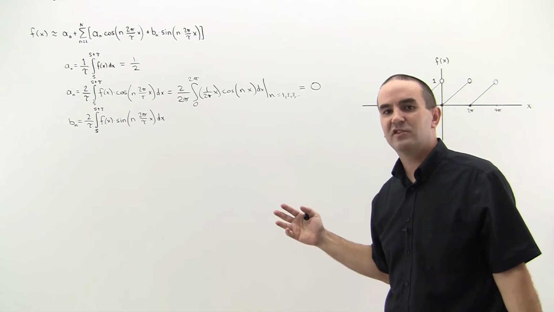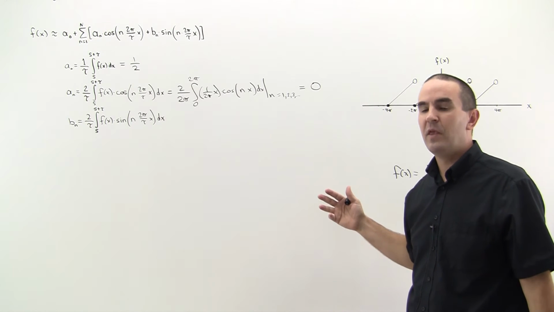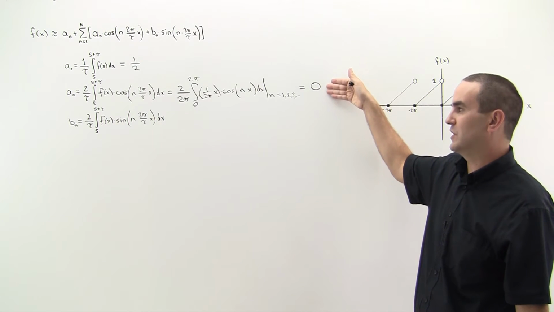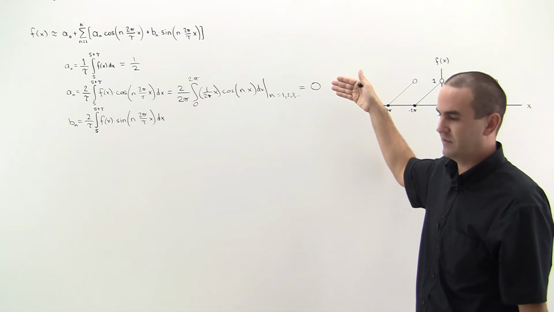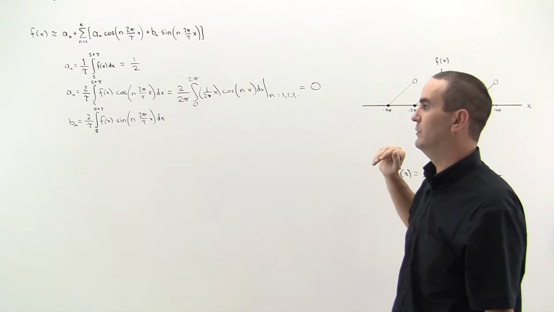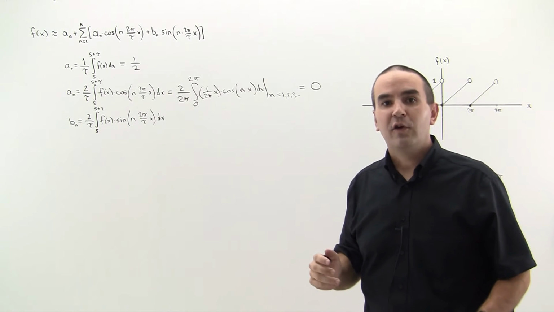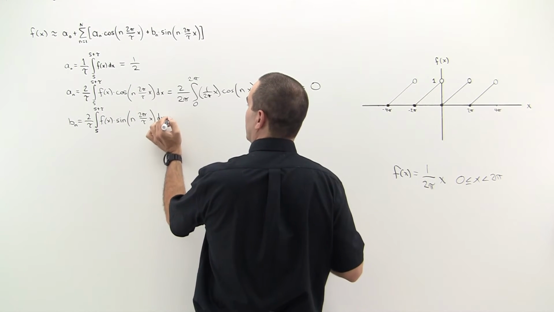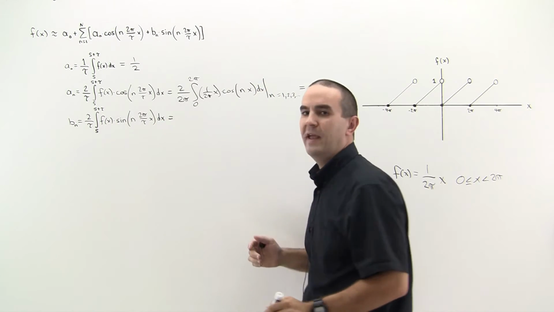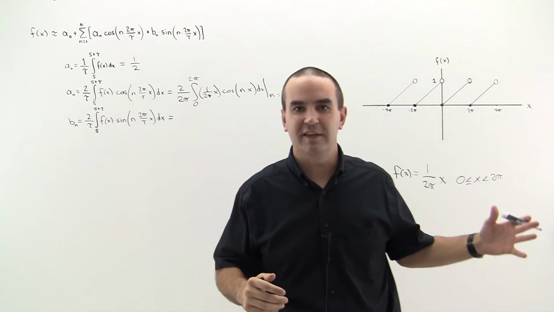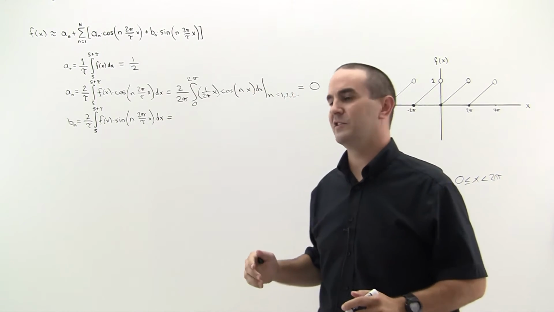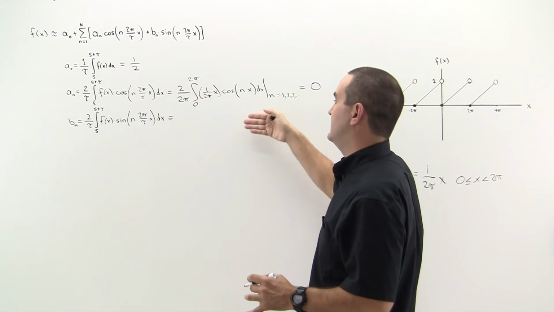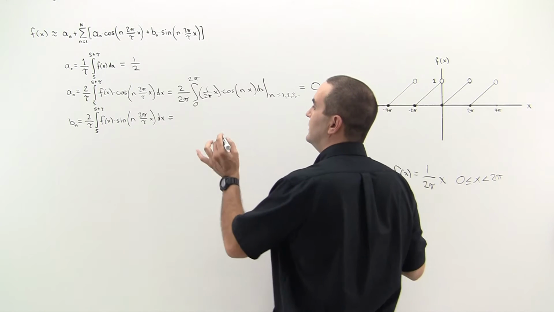I did not check this graph to see if it was even or odd, but it must be odd because all of the even coefficients come out to 0, because I've done this calculation already and they came out to be 0. The odd coefficients do not come out to be 0, and so therefore the function must be odd. But I'm not hanging my hat on that fact. I didn't actually even test the function to see if it's odd. I just saw that these integrations came out to be 0, and these integrations did not.